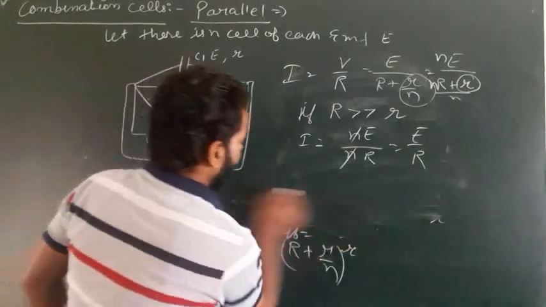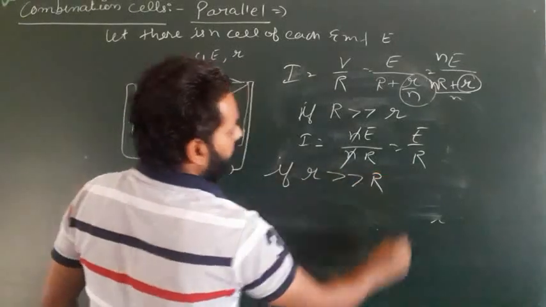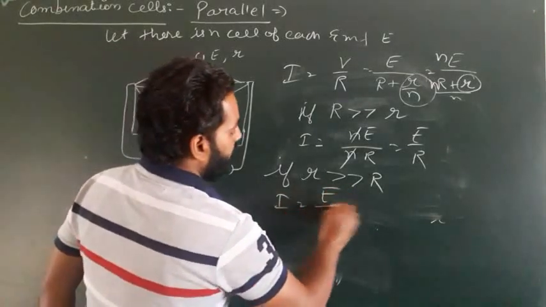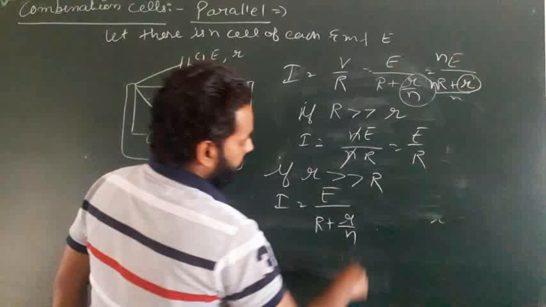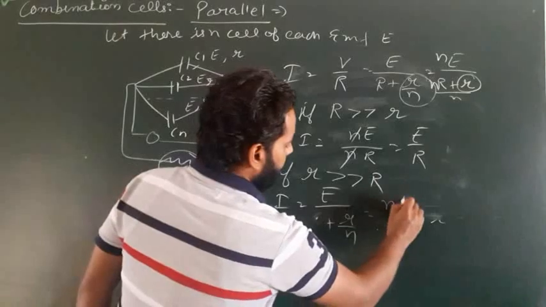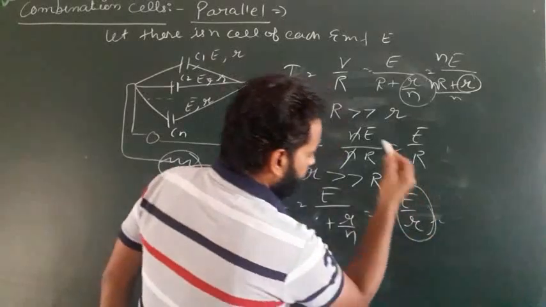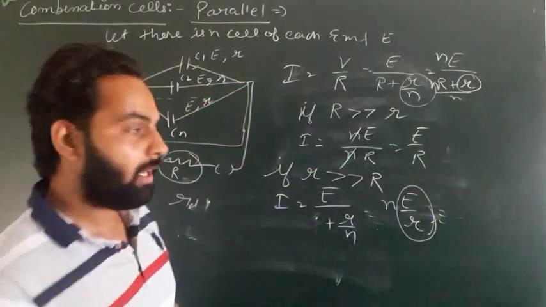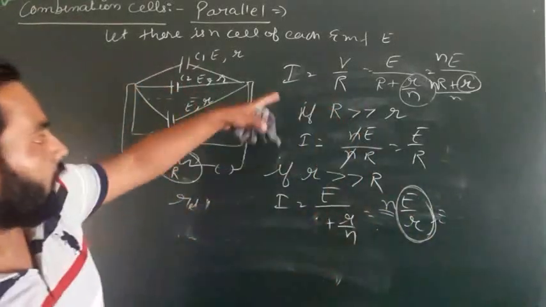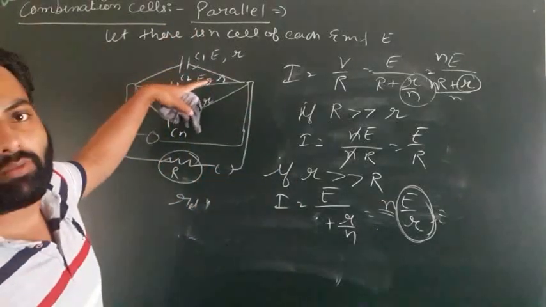Now case number two: if r is greater than capital R. So I comes out to be E divided by R plus r by n. Now this R is very small, so we neglect it, and it comes out to be nE by r. nE by r. If this is for one cell and there are n cells, it means n times the EMF of one cell. So these are the two cases when identical cells are connected with each other in parallel.